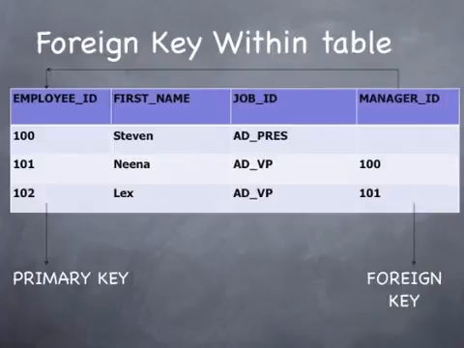Now the values taken by the manager ID column must be existing values in the employee ID column of this table, because a manager is always an employee. Here the manager ID column is referencing the employee ID values and is therefore the foreign key column within the table.